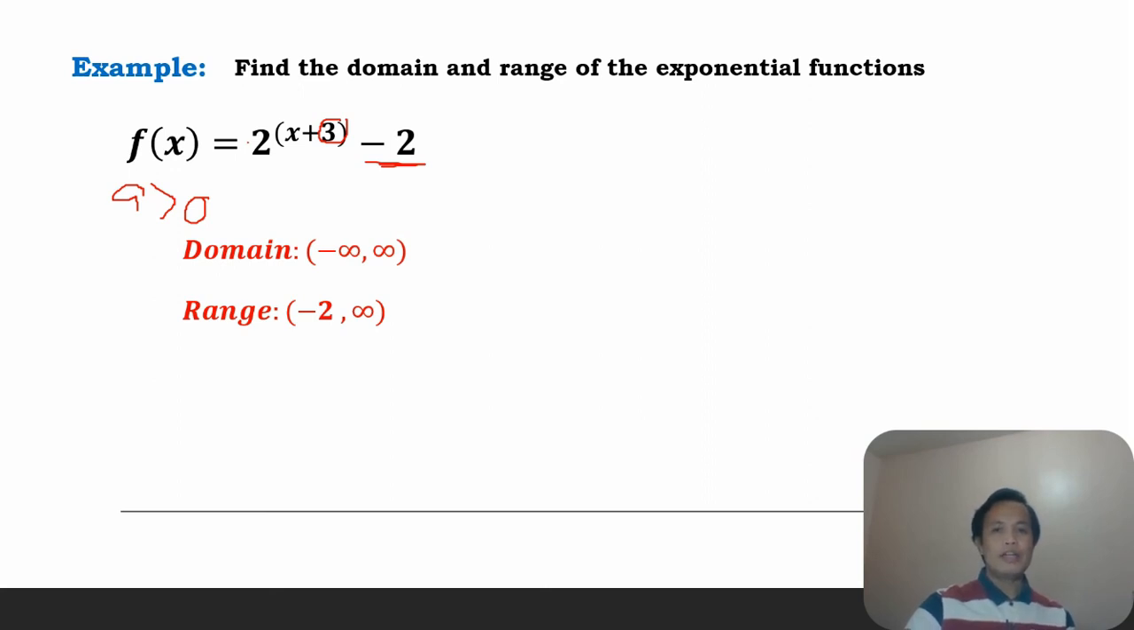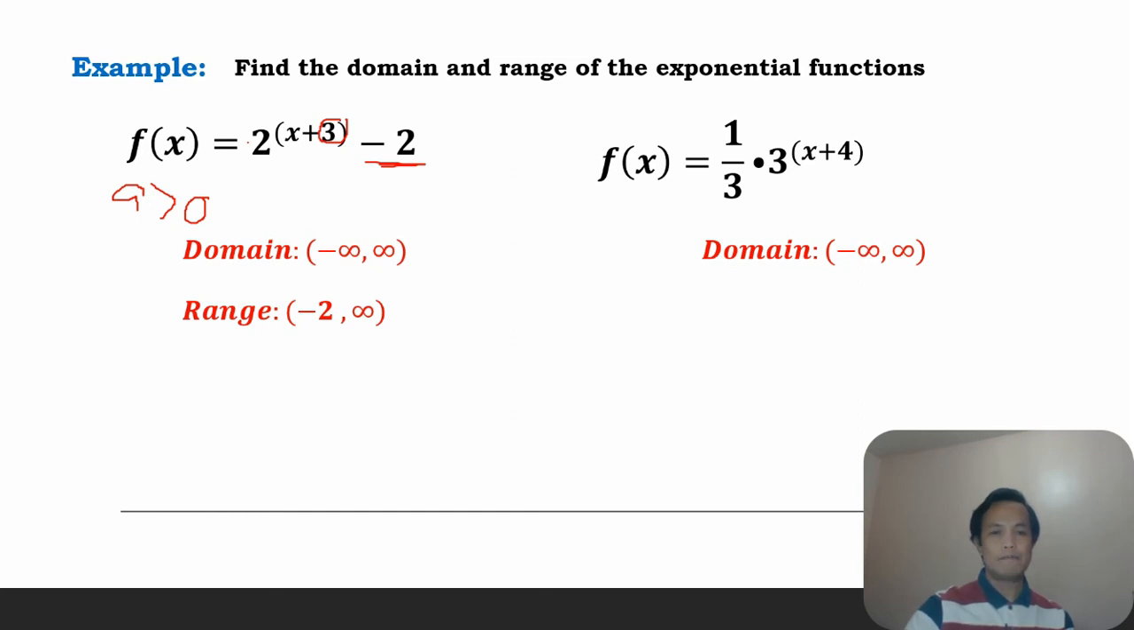Okay, let's proceed to the next example. Still, the domain is just the same, negative infinity up to positive infinity. Now, how about the range? This time, our a is, of course, 1/3. This is our a, 1/3. And 1/3 is, of course, greater than 0.